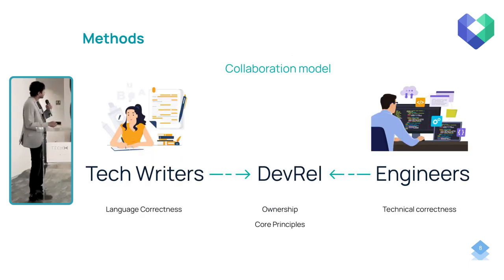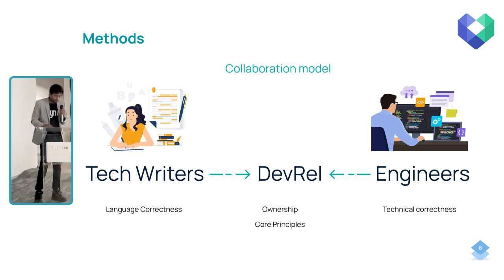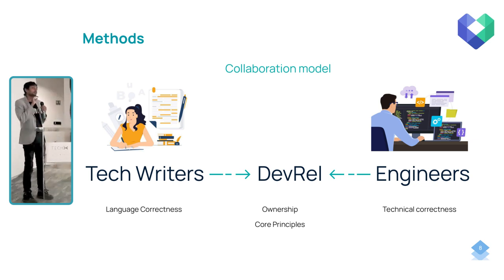Okay. So what methods can we use to implement this in developer documentation? Right now, this is the system that's been working in most of the successful companies that I've noticed. There are three types of people.